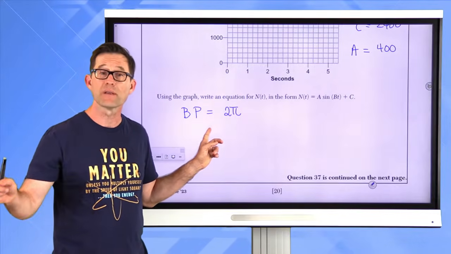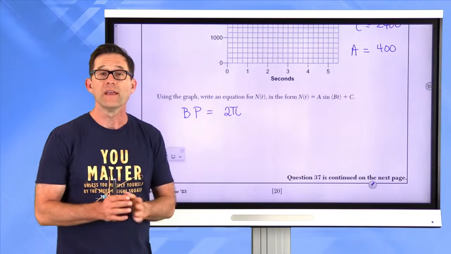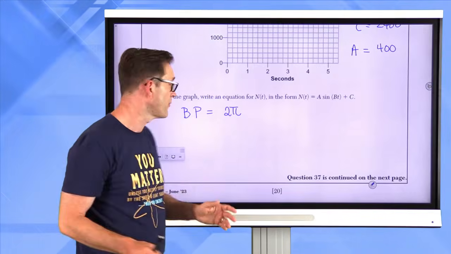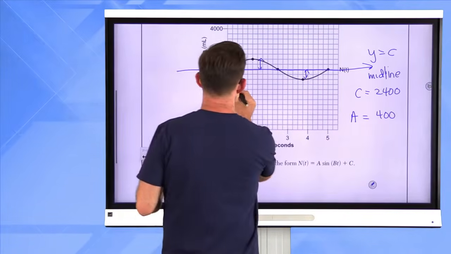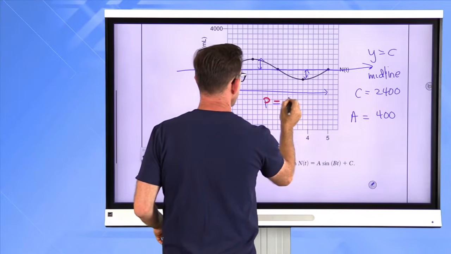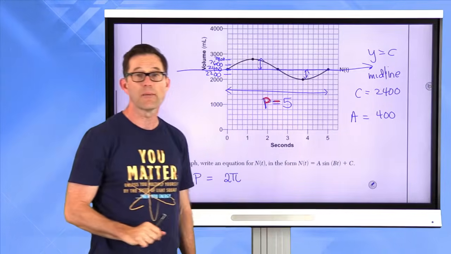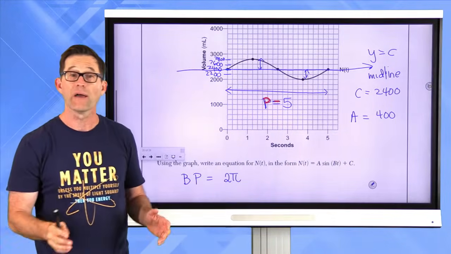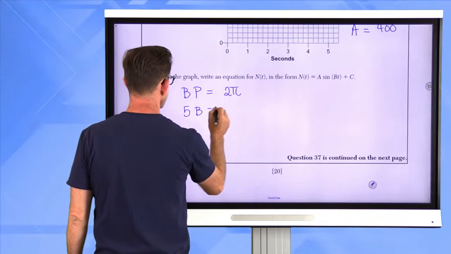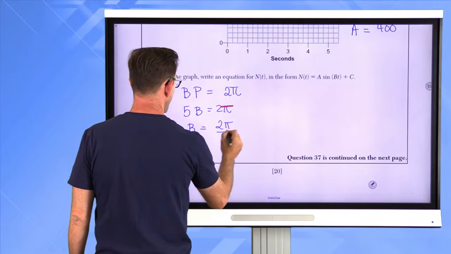And we're going to see this on the back side of the sheet before the problem's over. Now, the period is the horizontal distance it takes for the thing to repeat itself. The period here is 5 seconds. All right, P is equal to 5. It's just going to keep coming back anyway. P is equal to 5. So 5 times B is equal to 2 pi, and that means B is 2 pi divided by 5.